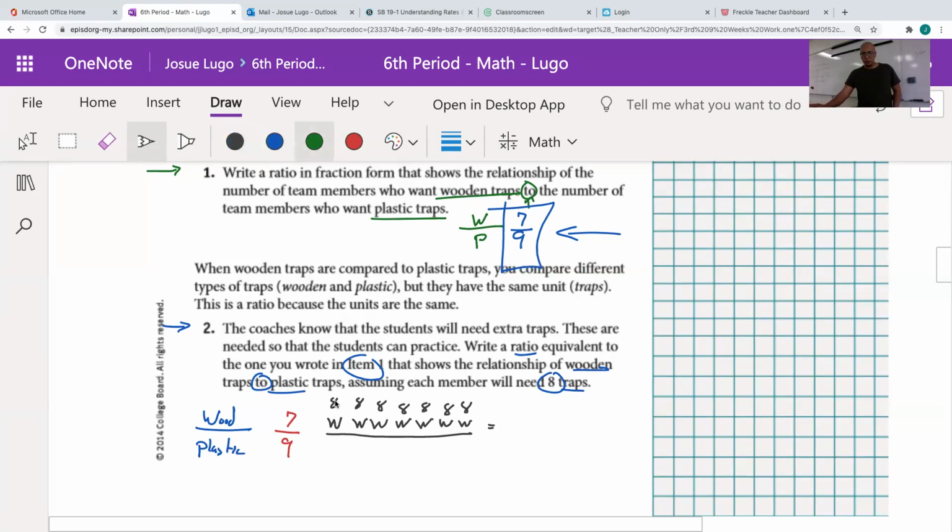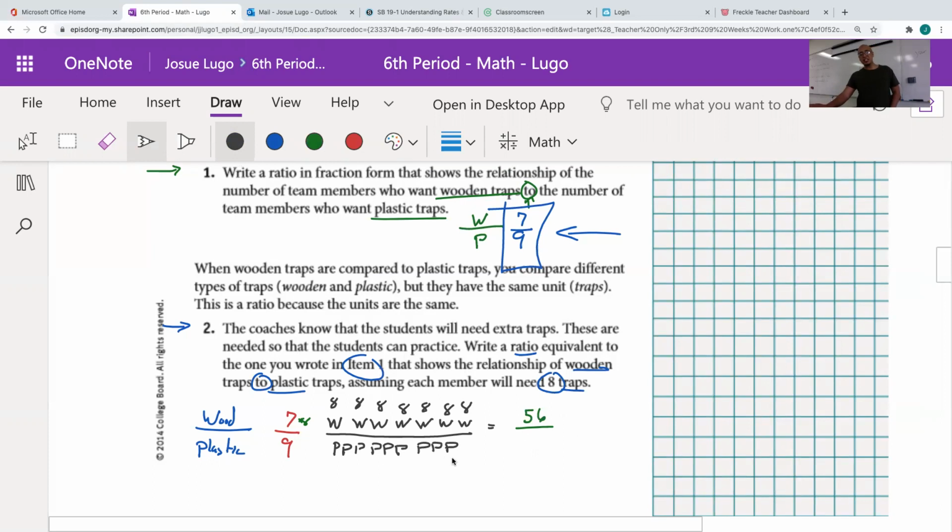Well, 8 mousetraps for each student, or 8 times 7, or you can even say 7 times 8, is going to give me 56 total wooden mousetraps. And the coach is going to do the same thing for the plastic mousetraps. We have 1, 2, 3, 4, 5, 6, 7, 8, 9.